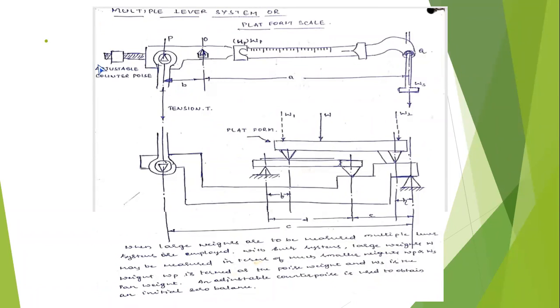The beam. See, this is the beam, and at the end you have a weight. You have a hook in that, or something just like a rod in that. You can place the poise weight.